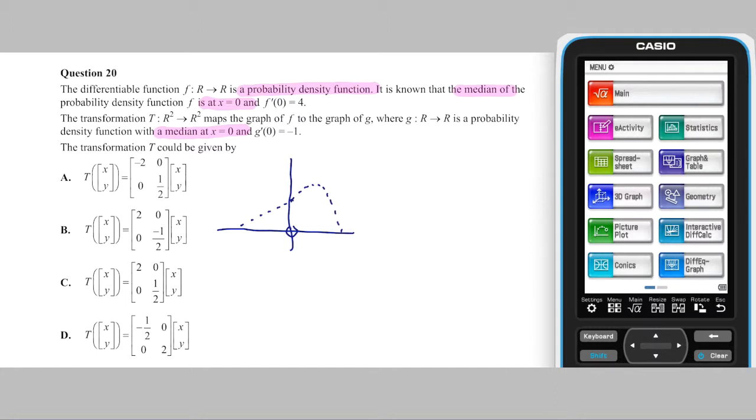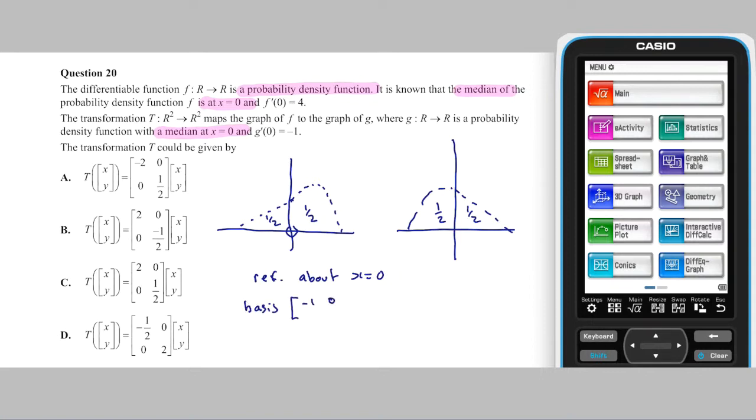For our graph of f, area of a half before and area of a half after the value x equals 0 being the median. As this is going to be true after the transformation occurs also, we are looking for a reflection about the line x equals 0. So we're thinking about something a little bit like the matrix minus 1, 0, 0, 1, which will perform that reflection. And now we're thinking about answers A or D, as they will perform this reflection.